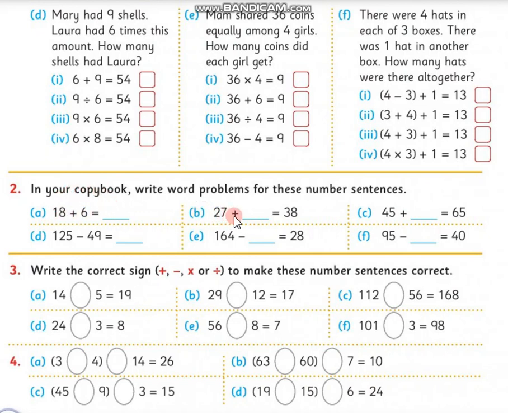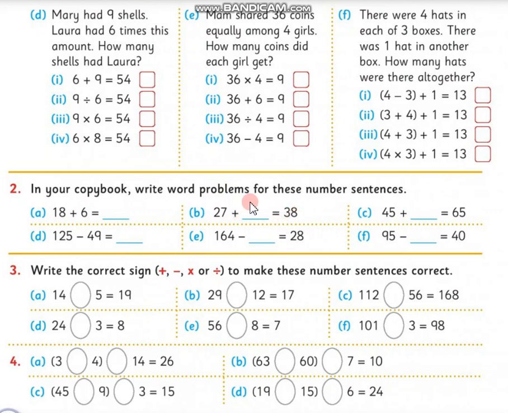B. There were 38 sweets in a bag. Sarah bought 27. Her friend gave her the rest. How many sweets did Sarah's friend give her?